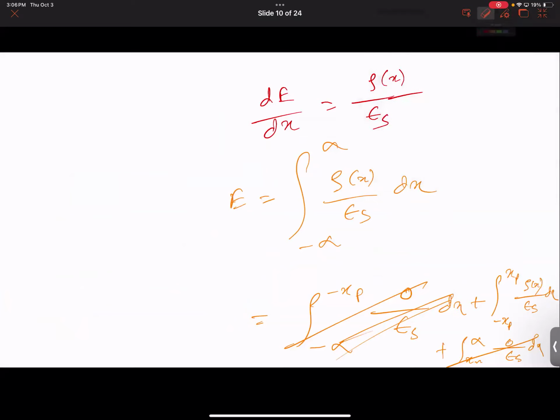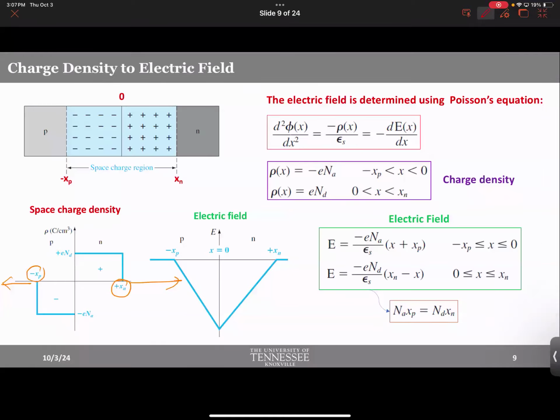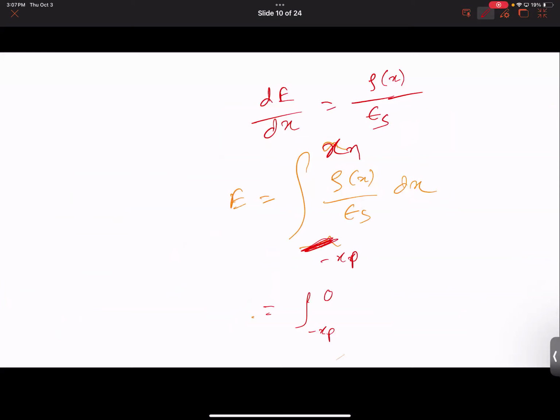So essentially, let's get rid of all this. I should just change my integration limit from negative xp to positive xn. That will suffice. And even then, I should divide it up into two parts. I should start looking from negative xp to 0, because up to this point, I have a special value for rho x, which is this. And for the other part, I have a different value for rho x. Okay, so I should do this integration in two parts. Does that make sense to you all?